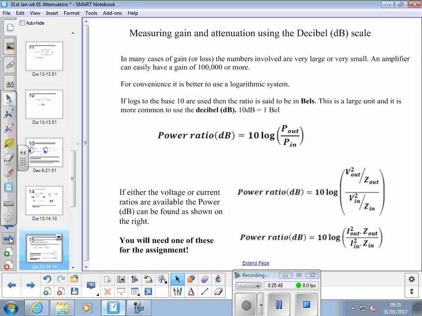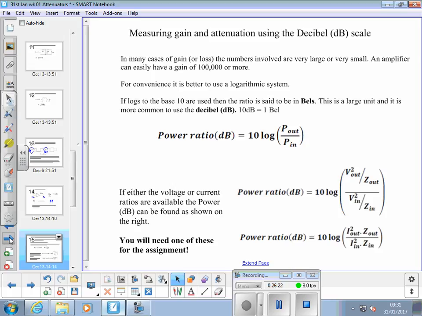We measure gain and attenuation using something called the decibel scale. Okay. In many cases of gain or loss, the numbers involved are very large or very small. An amplifier can easily have a gain, i.e. a gain ratio of 100,000 or more. For convenience, it's better to use a logarithmic scale. So, logs to the base 10 are used, and the ratio is said to be in bels.